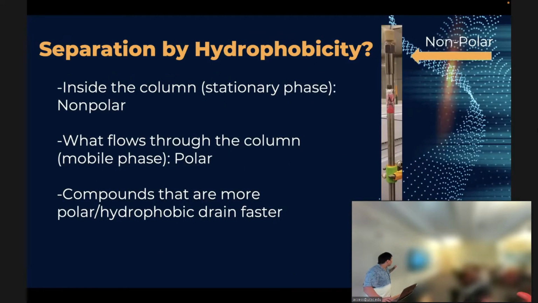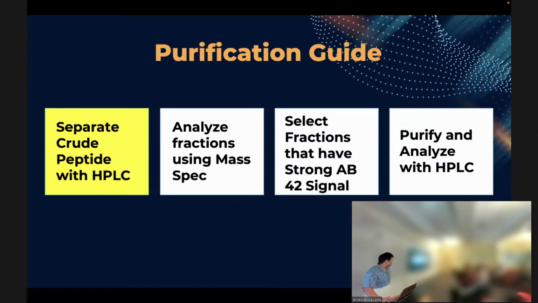So, what is separation by hydrophobicity? Inside the column, this metal tube on the right, is a stationary phase, which is non-polar, kind of like silica gel. What flows through it is the mobile phase again, and that's polar. With these interactions, the compounds that are more polar drain faster, versus the stuff that's non-polar, which drains slower.